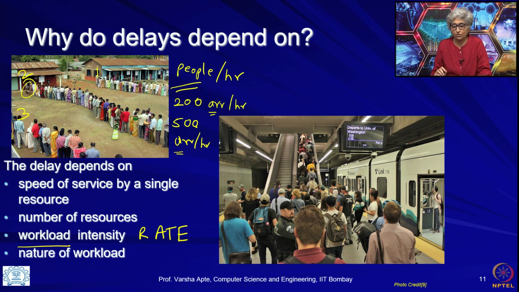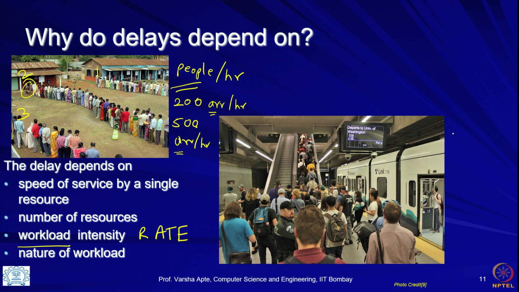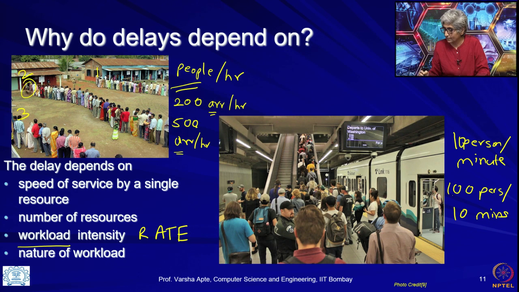It also depends on the nature of the workload. Give your attention to this example here. Consider two conditions. One where ten persons arrive per minute to this escalator versus 100 persons per 10 minutes. So 10 persons per minute and 100 persons per 10 minutes is actually the same rate, but the nature of arrivals is different. If the train here is coming every 10 minutes, this is a realistic example, the train arrives every 10 minutes and when the train arrives, 100 people get out of this and then they queue for this escalator.